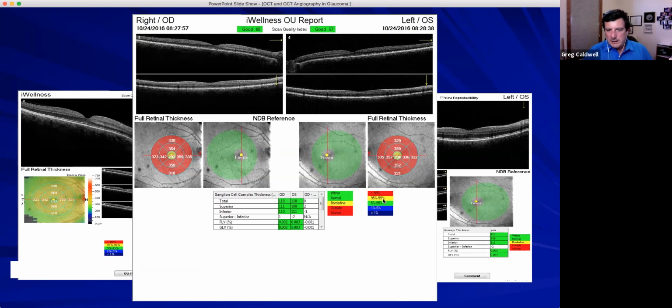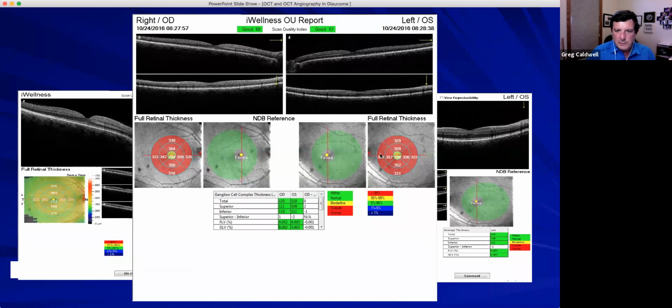Green is in the middle here. Yellow and red would mean thicker than average. Blue means thinner than average. You can see when you come over to the retina, it says, hey, it's thicker, but look how symmetric. 329 to 330, 1 micron different, 64 to 59, 5 microns different, 294 to 292 or 293, 1 or 2 microns different, 2 microns different.